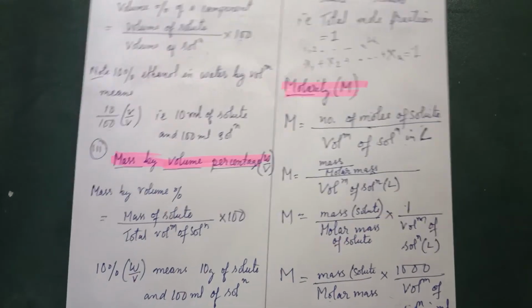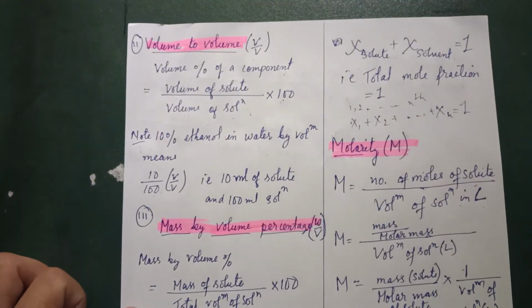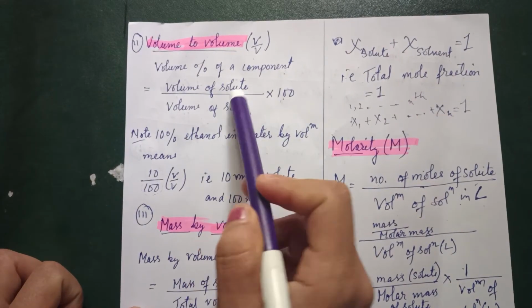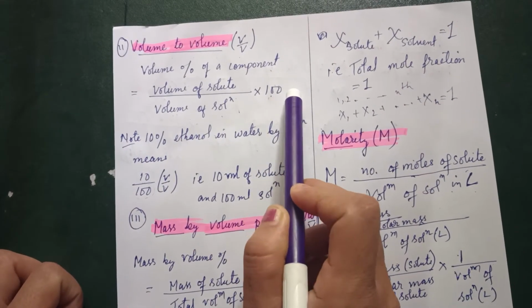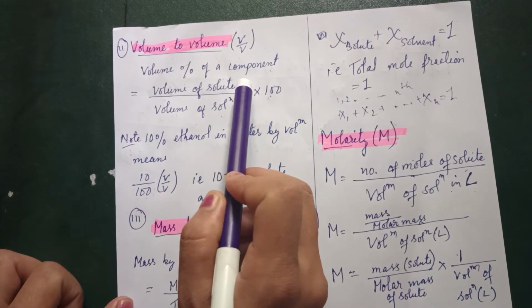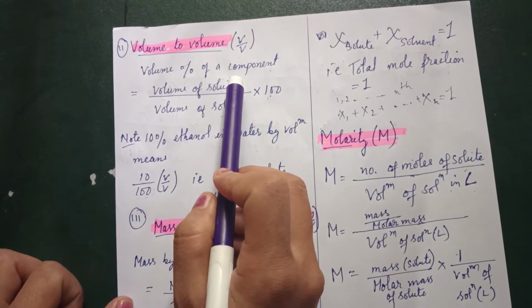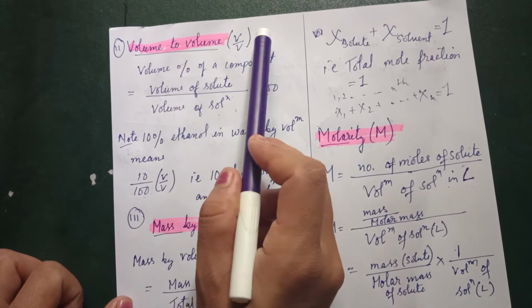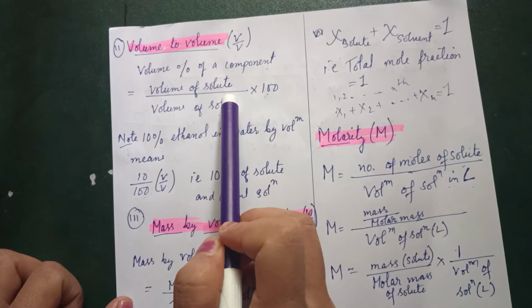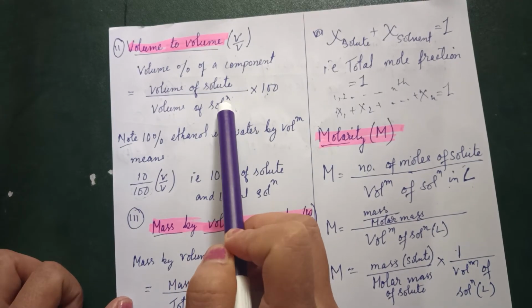Now in the next case, we will also use the concentration term volume to volume, that means V by V. Volume percentage means percentage is always with 100 multiplying. So above will be volume of the solute. So solute here means it is in which form? Volume means it will be in ml. It will always be in ml, and volume of the solution, that also will be ml.